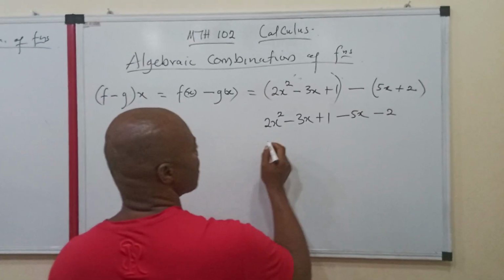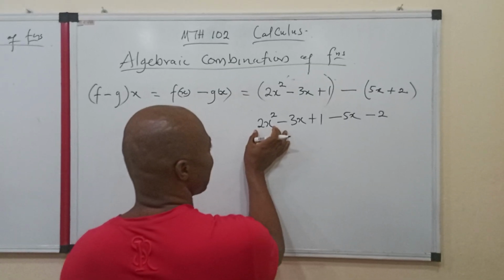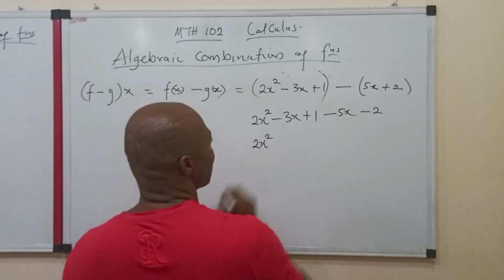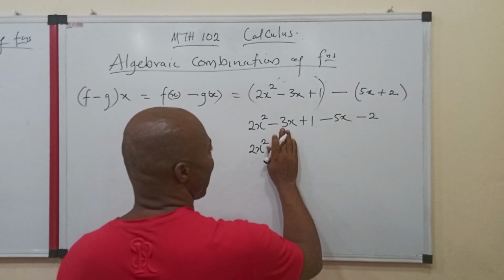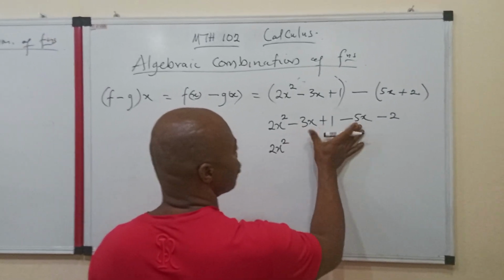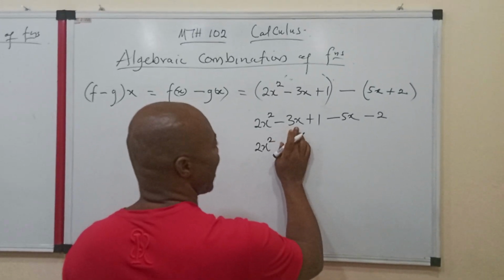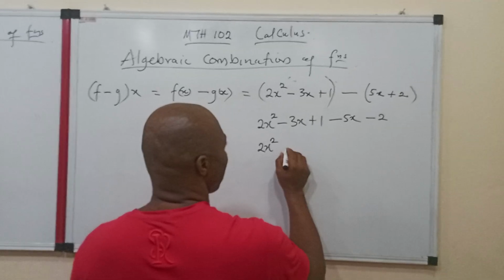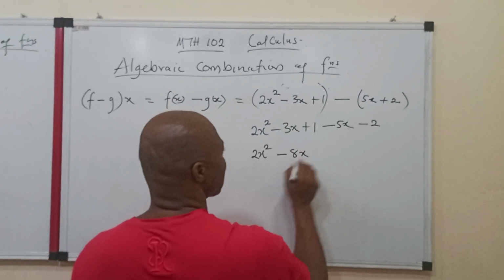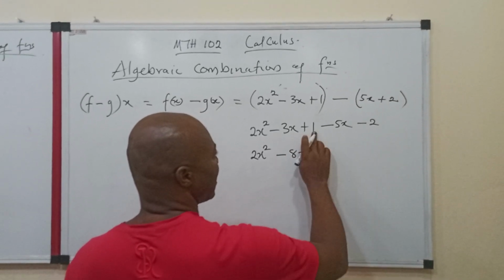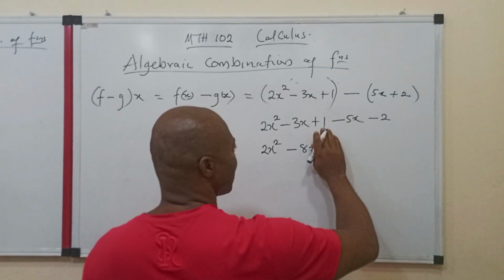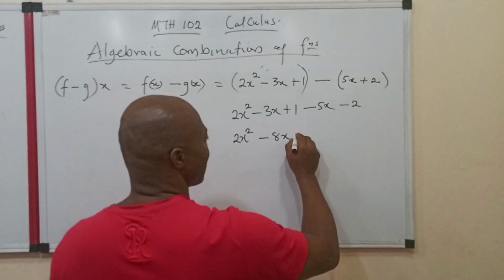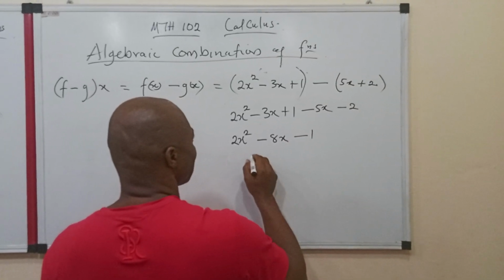If we collect like terms, you can see that the highest power here is this. So we have 2x raised to the power 2. Now we have x terms, 2 here, but you have minus 3x here and minus 5x. So when you combine them, you are going to have minus 8x. Then here we have the constant, here is positive 1, here is negative 2. So when you combine them, you are going to have minus 1.